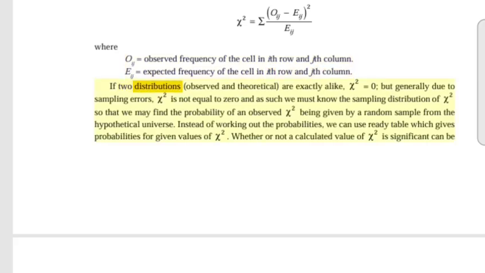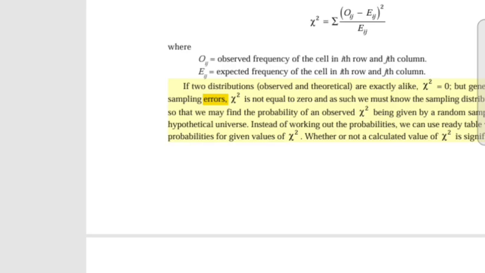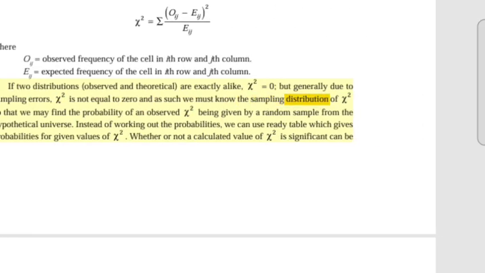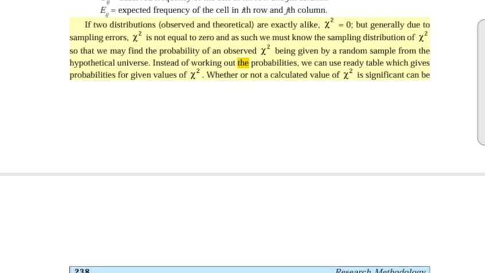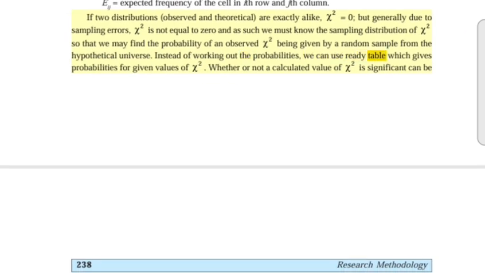If two distributions, observed and theoretical, are exactly alike, chi2 equals 0. But generally, due to sampling errors, chi2 is not equal to 0, and as such we must know the sampling distribution of chi2 so that we may find the probability of an observed chi2 being given by a random sample from the hypothetical universe. Instead of working out the probabilities, we can use a ready table which gives probabilities for given values of chi2.